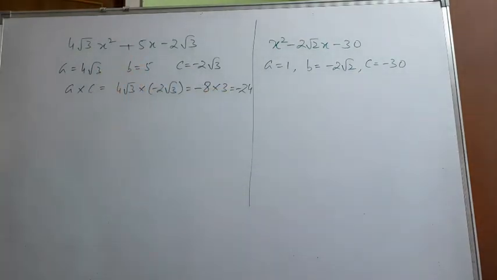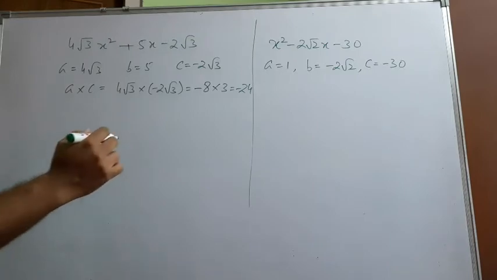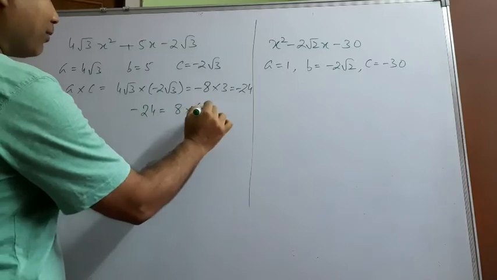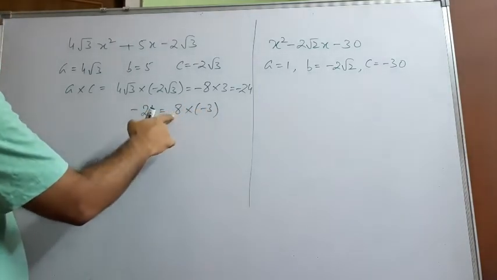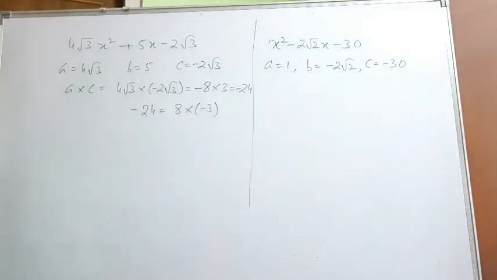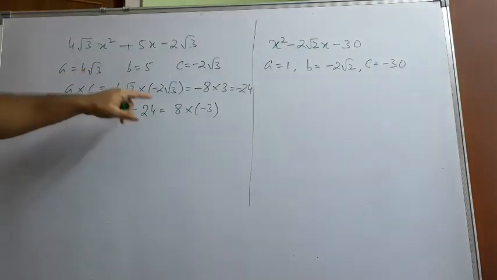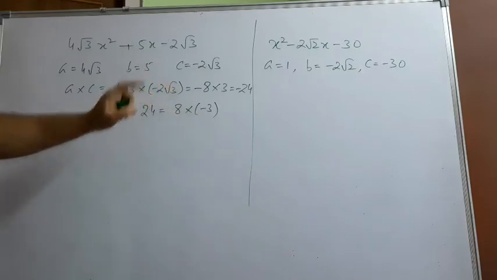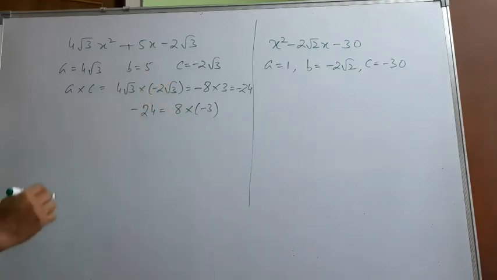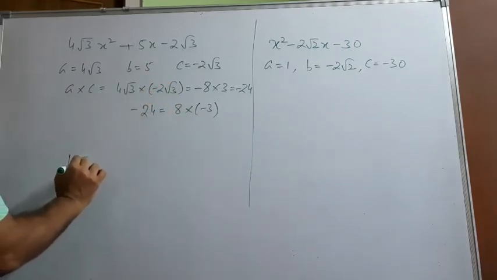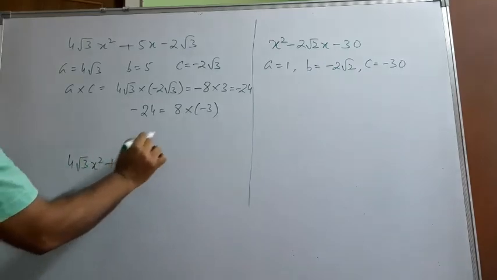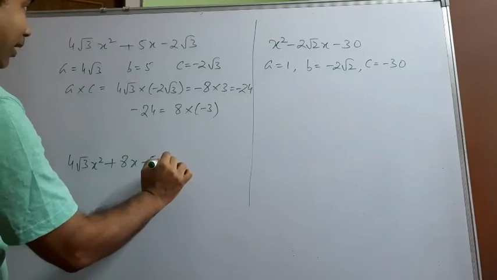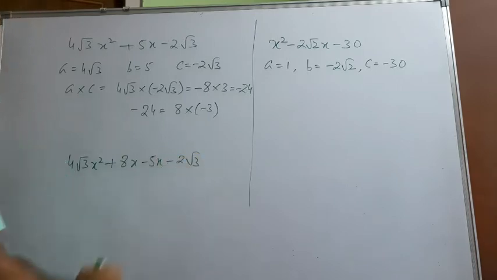As I already told you, which one should be positive, which one should be negative, as you know. So this minus 24, I have to factorize as 8 into minus 3. Why? Because one factor must be positive, one factor must be negative. And as B is positive, the bigger factor must be positive. And the sum of 8 and minus 3 is equal to 5. Okay. So I have to write it like that, 4 root 3 x squared. 5x I have to write as 8x and minus 3x, and minus 2 root 3.